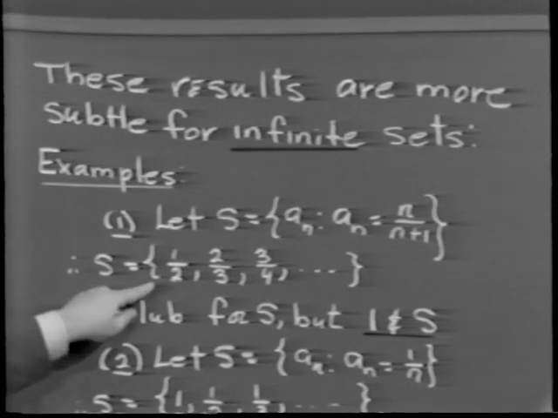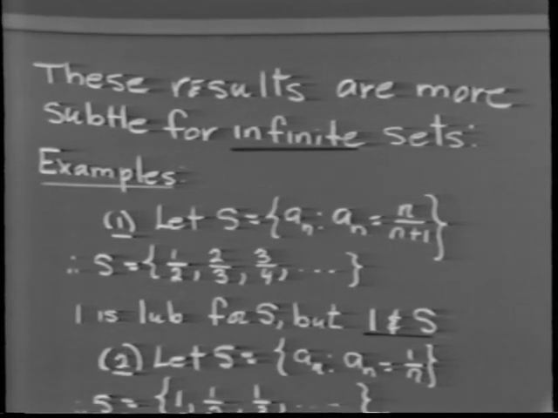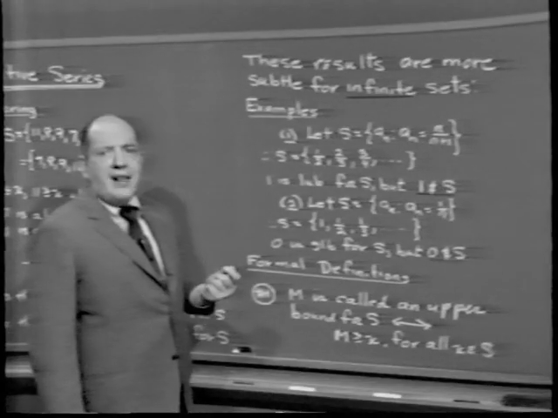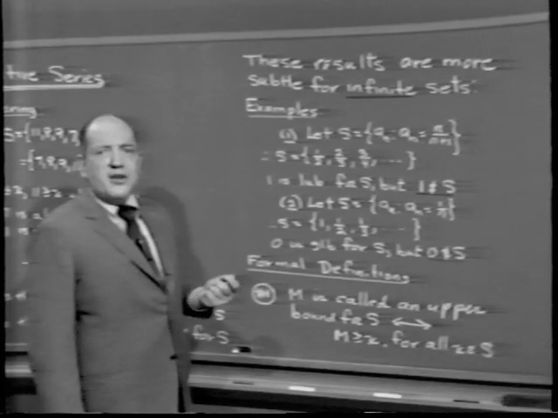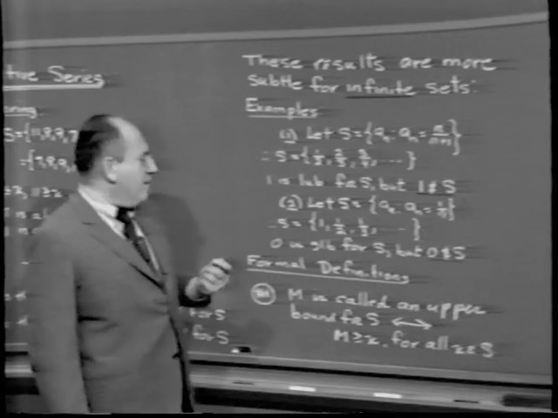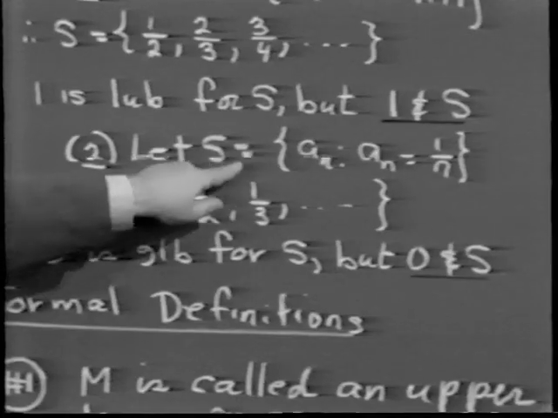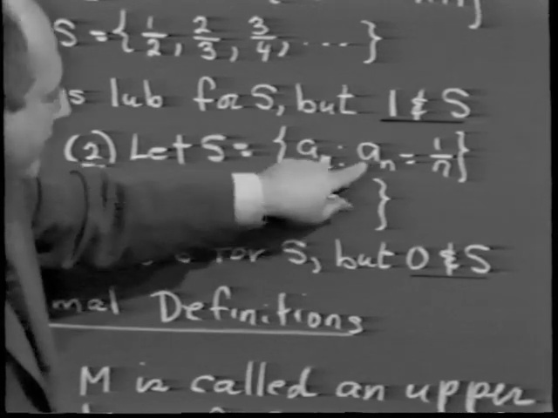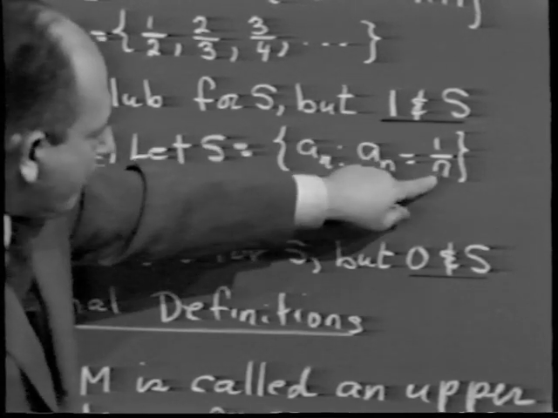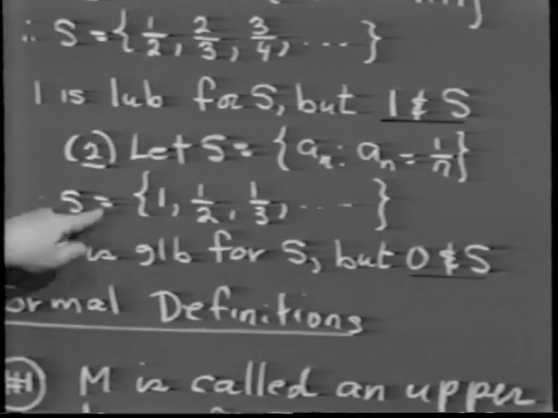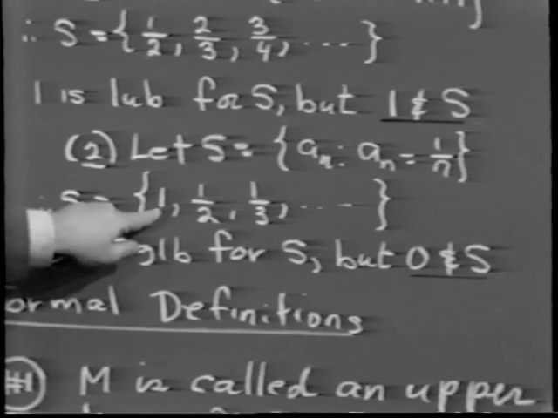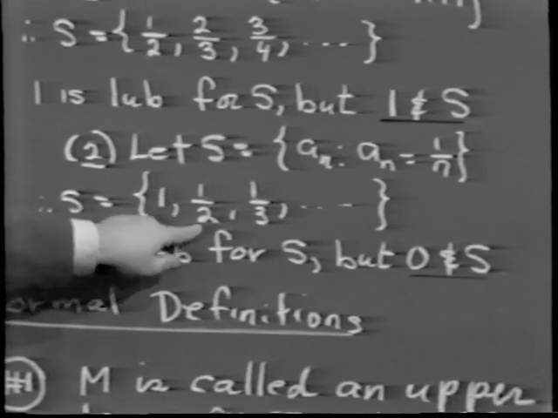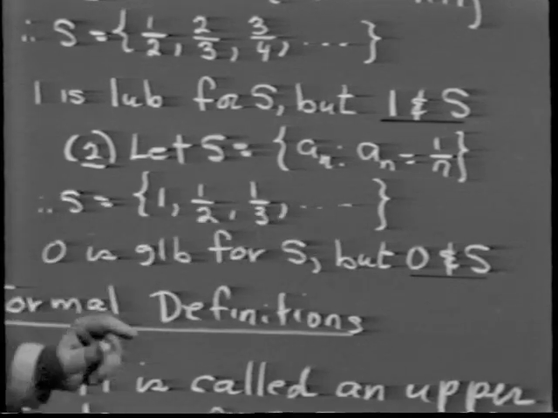In other words, here's an example where the least upper bound of a set does not have to be a member of the set. And a companion to this would be an example where the greatest lower bound is not a member of the set. To this end, simply let the nth member of S, arranged by sequence, be 1 over n. The nth member is 1 over n. Therefore, S is what? The set consisting of 1, a half, a third, etc.